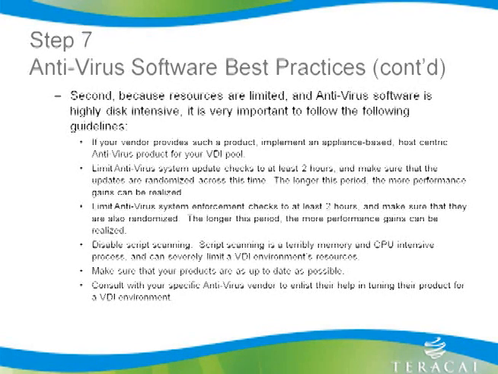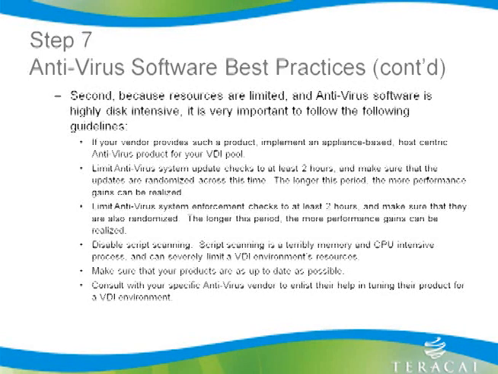Limit AV system update checks to at least 2 hours and make sure that the updates can be randomized across this time. The longer this period, the more performance gains can be realized. There is always a bit of give and take between the desktop teams, the server teams, network and storage teams, and security. Basically, put this in the best balance that you can. The more time that you can get, the better things are going to perform. The security group is going to want this number lower. You are going to want it higher.